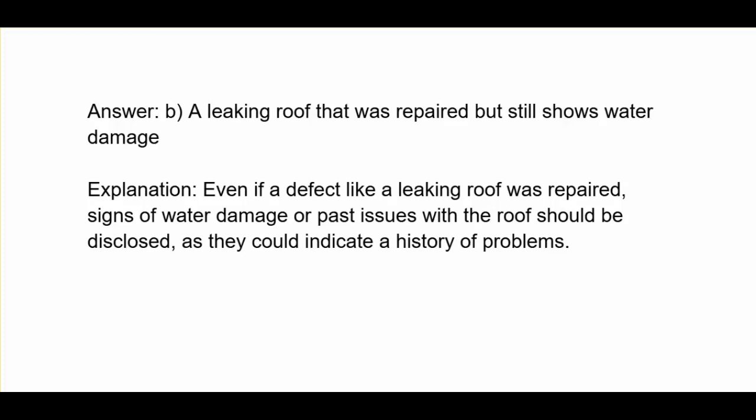B. A leaking roof that was repaired but still shows water damage. Even if a defect like a leaking roof was repaired, signs of water damage or past issues with the roof should be disclosed as they could indicate a history of problems.